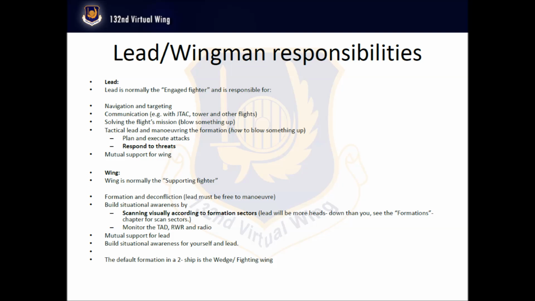The full list of responsibilities of the flight lead and the wingman is outlined here. In general, it is the job of the flight lead to solve the mission and provide mutual support for the wingman, and it is the wingman's job to not fly into the flight lead and support the flight lead in solving the mission. This support comes in several ways, as listed in this slide.